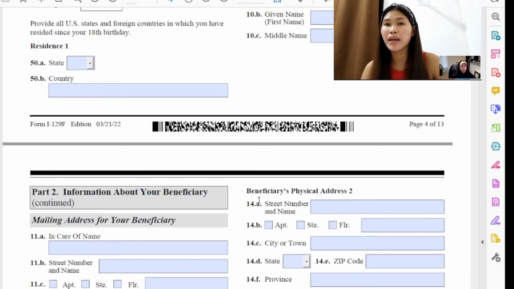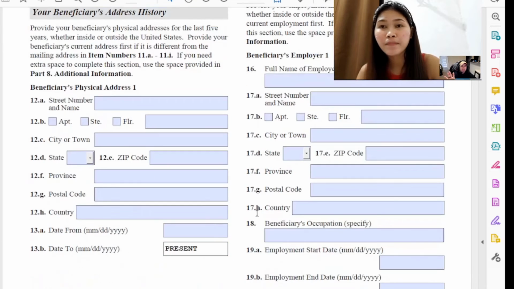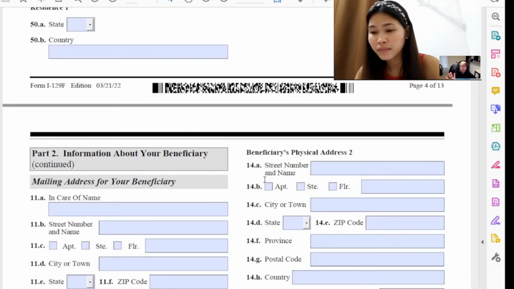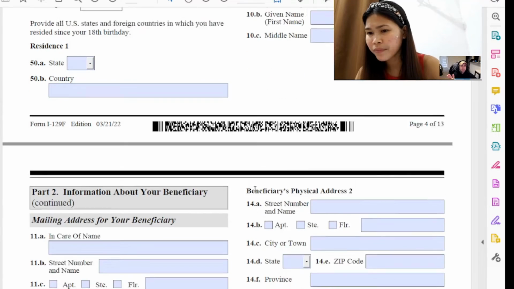So I have to put my parents' information. Hang on. You're getting ahead of me. You're getting ahead of me. Where? Hang on one second.